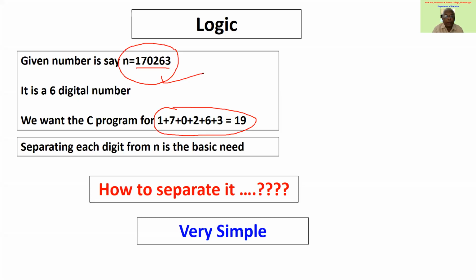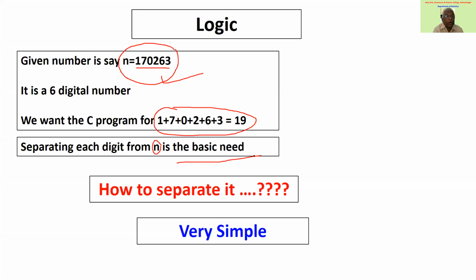In this given number, what are the digits? 1, 7, 0, 2, 6, 3. These are the digits. We want to add them together to get 19. So, separating each digit from n, the given number, is the basic need here. And how to separate this number? Because 1, 7, 0, 2, 6, 3 is a single number.